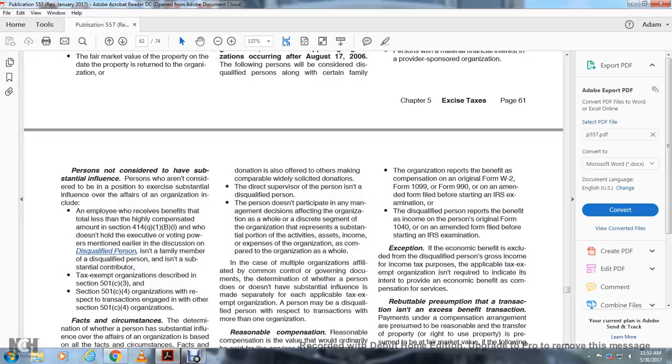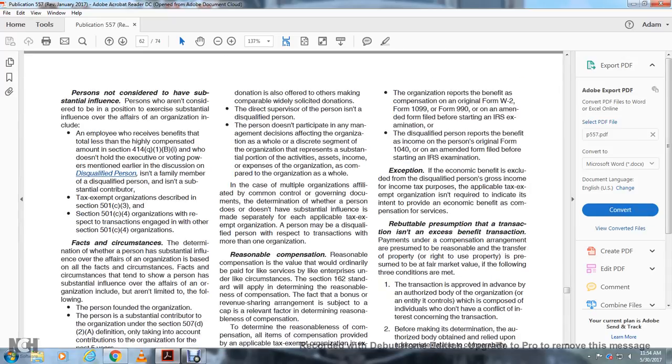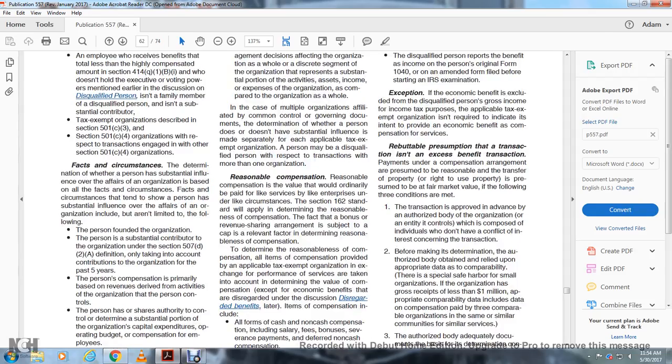Persons not considered to have substantial influence. Persons who are not considered to be in a position to exercise substantial influence over the affairs of the organization include any employee who received benefits totaling less than the amount for a highly compensated employee under Section 414(q)(1)(B)(i), and who does not hold the executive or voting power as mentioned earlier in the discussion. A disqualified person is a family member of a disqualified person and a substantial contributor. Tax-exempt organizations described in Section 501(c)(3) and Section 501(c)(4) are disqualified with respect to transactions engaged in with other 501(c)(4) organizations.